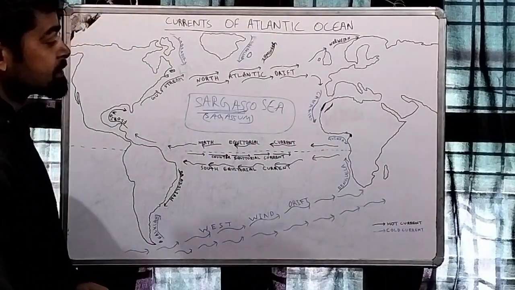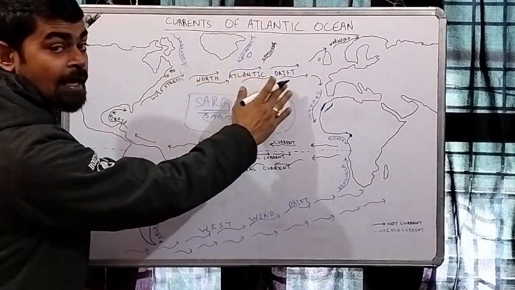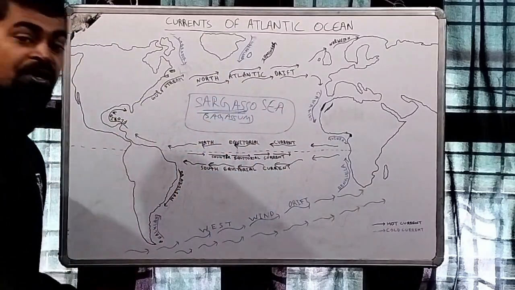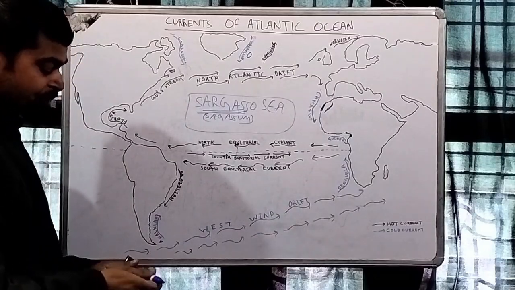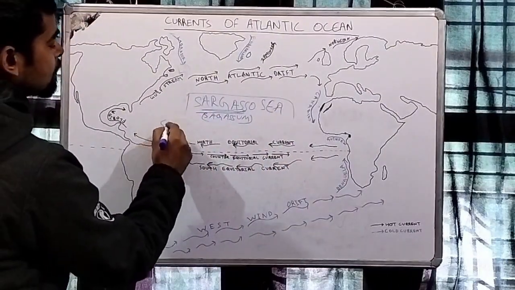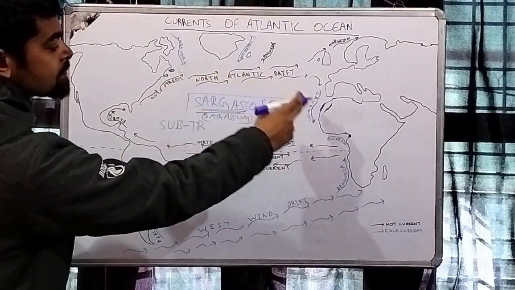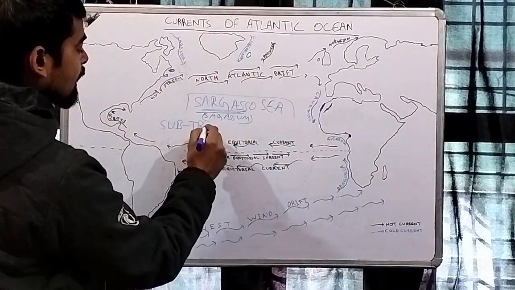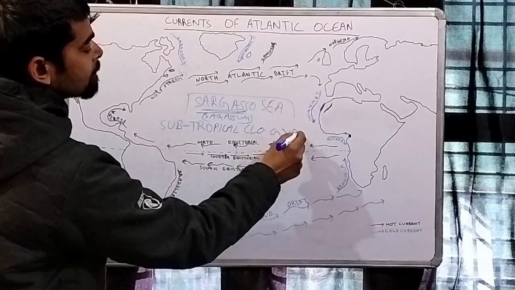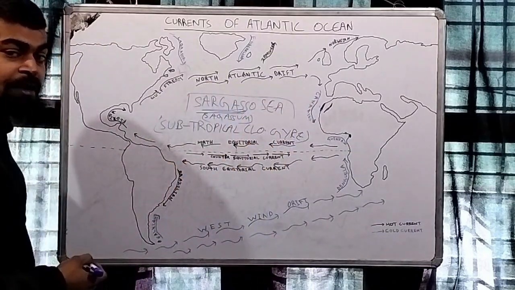If you see, there is a pattern of circular motion of currents, streams and drifts in the North Atlantic Ocean, which led to the formation of a gyre. This is known as a gyre, and it is called the subtropical clockwise gyre. If you see, this is in a clockwise rotation, so we call it a gyre. It is a subtropical clockwise gyre, generated due to the circular motion of currents, drifts and streams.